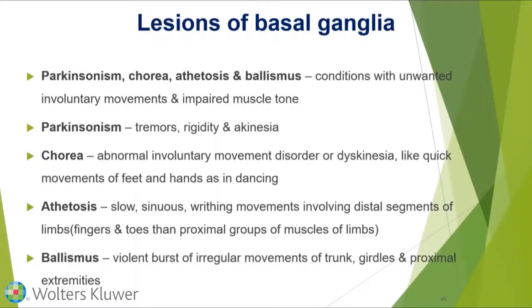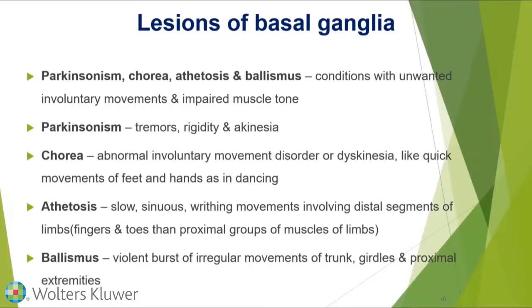Lesions of basal ganglia could be due to trauma, vascular causes, or tumors of basal ganglia. These lesions could result in clinical conditions known as Parkinsonism, chorea, athetosis, and ballismus, conditions with unwanted involuntary movements and impaired muscle tone.